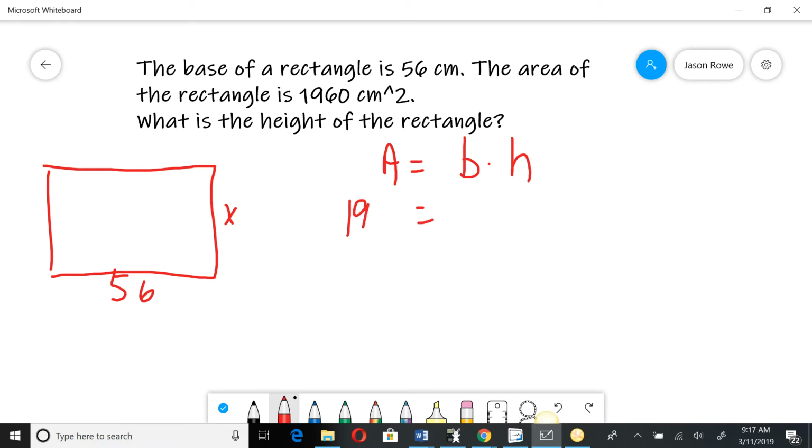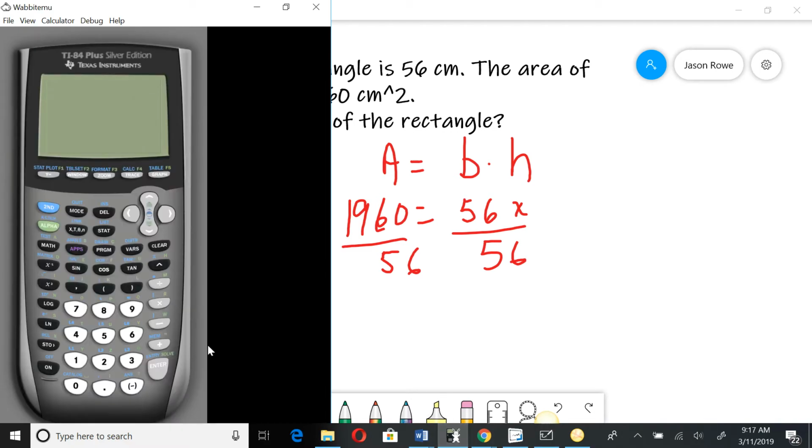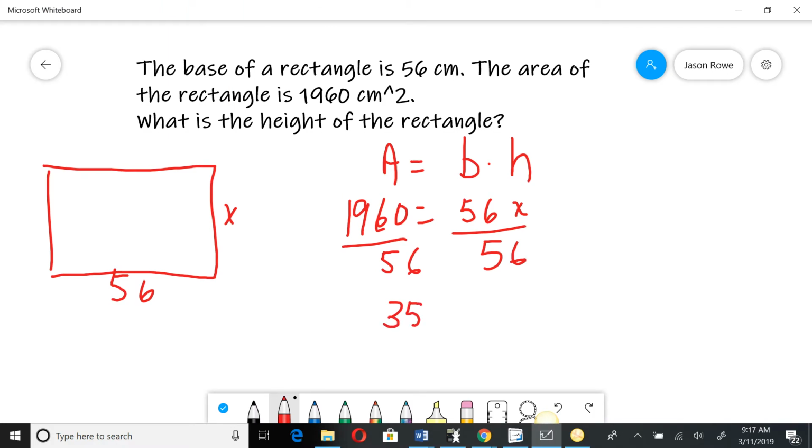Substituting what you know, and then solve. So we're going to divide both sides by 56. Pull out your calculator. We've got 1,960 divided by 56. So that means that x, which is the height, is 35 centimeters. So substitute what you know and then solve for what you don't know.